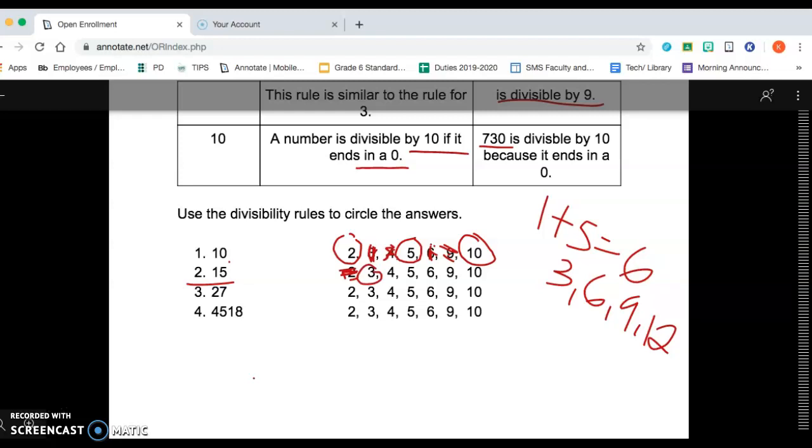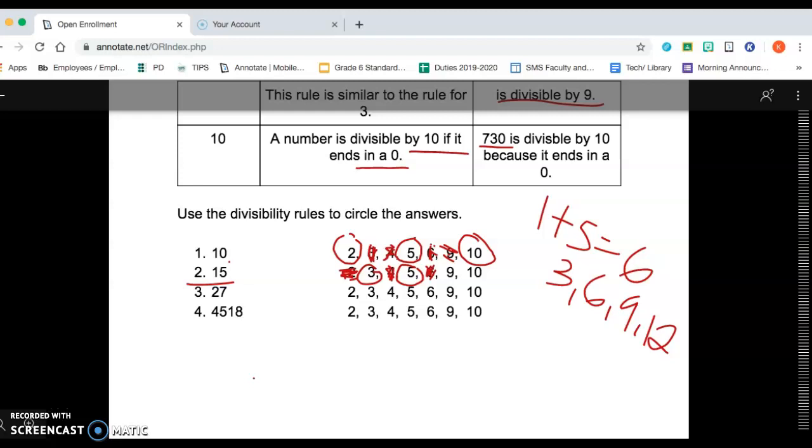For 4, it has to be even and can be divided twice. Well, we already said this is not an even number, so that's a no. 5 has to end in a 5 or a 0. This one ends in a 5, so that's yes. 6, same thing. 6 is when it's divisible by 2 and 3. Well, if you look, it's not divisible by 2, so that means 6 won't work.